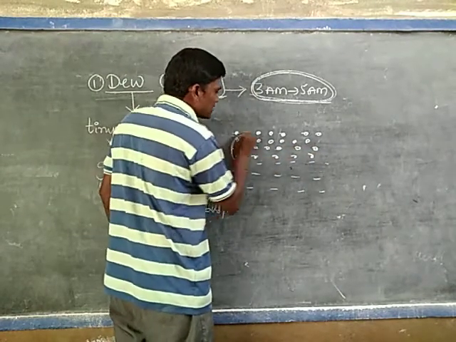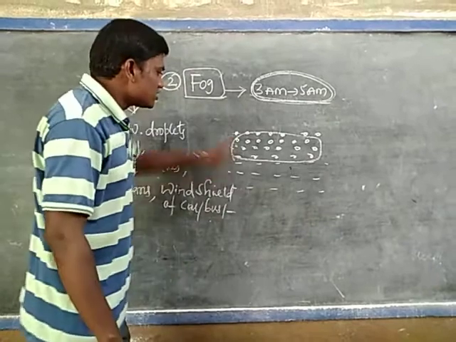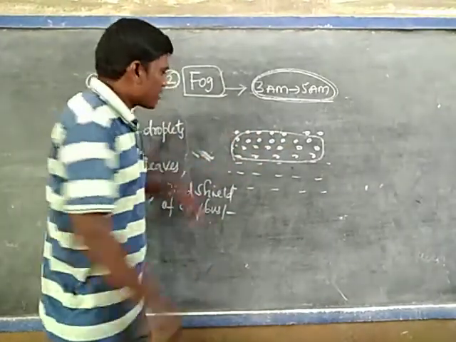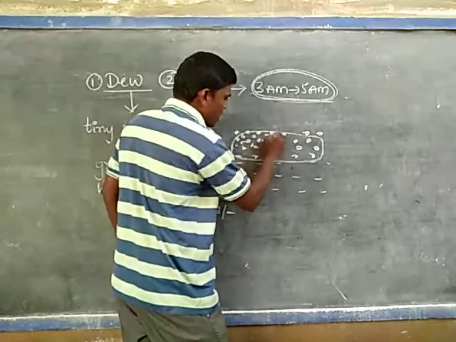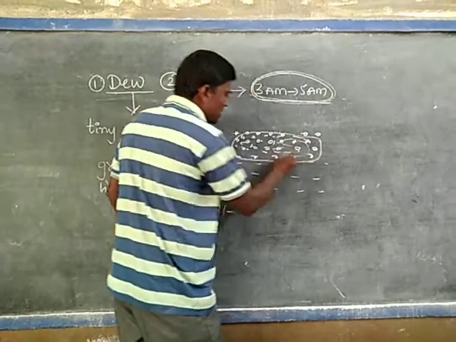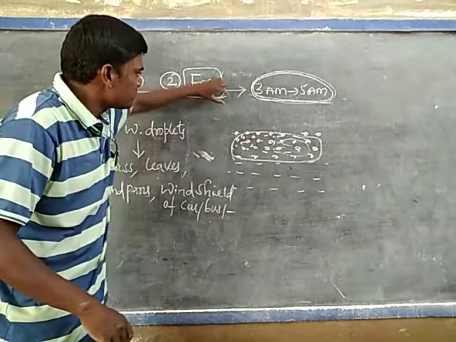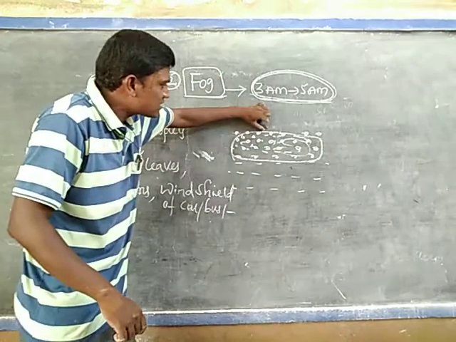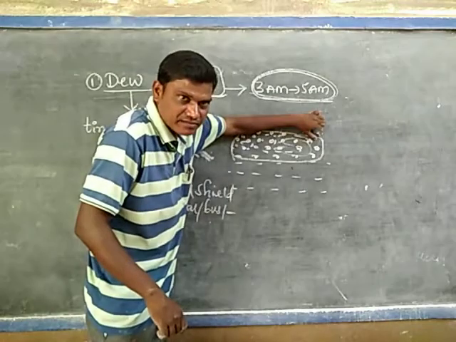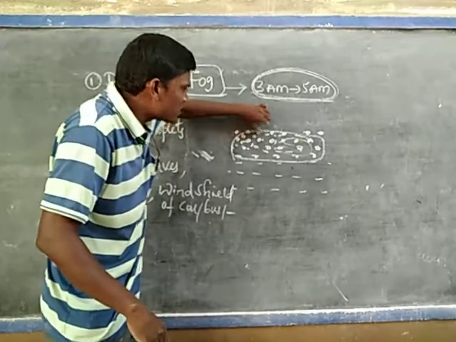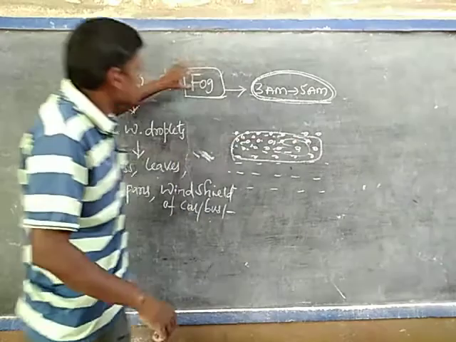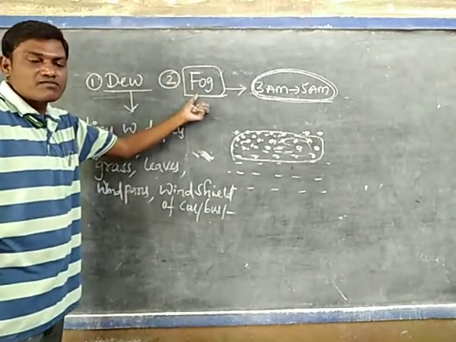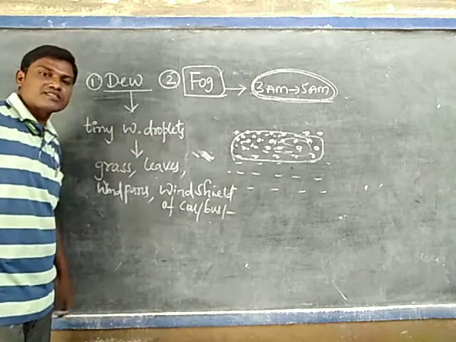When all these particles come together, they appear as a white mist. Here, for understanding, we show them in a large way, but they are very near. Some tiny water droplets are freely suspended on dust and air particles in the atmosphere, and they form a white mist and restrict the visibility. What is that called? Fog.